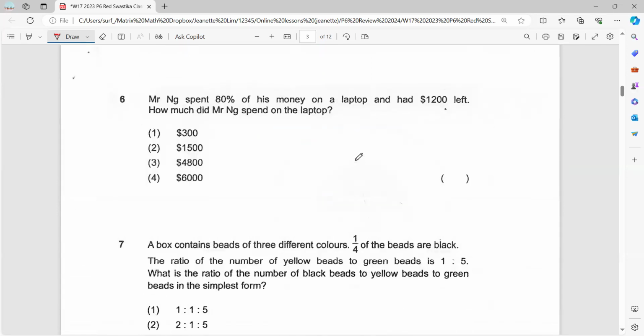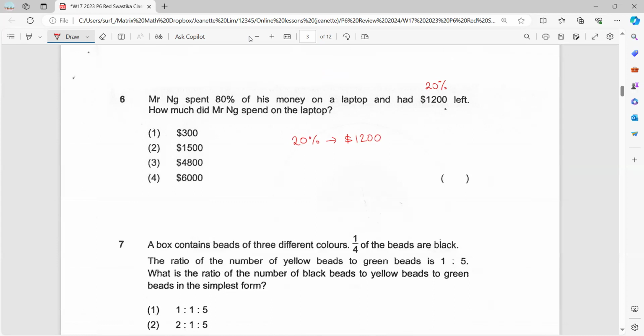Question 6. Mr. Ng spent 80% of his money on a laptop and had $1,200 left. How much did Mr. Ng spend on the laptop? So he spent 80% of his money. Whatever that is left is 20%. Okay, so we know 20% of his money is $1,200.